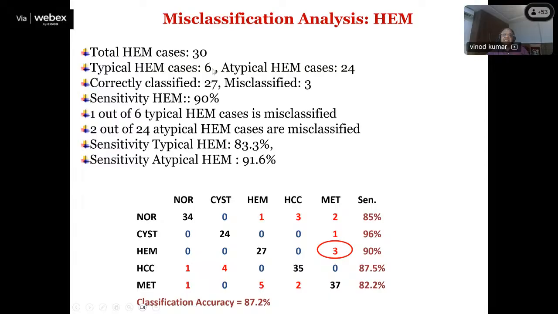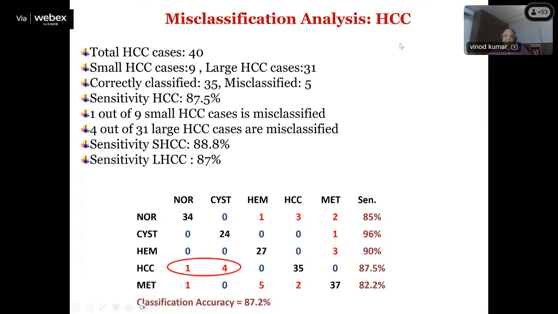Hemangioma, 6 typical and 24 atypical cases. 27 correctly classified, 3 misclassified. 1 typical misclassified, 2 atypical misclassified. So here 1 typical and 2 atypical misclassified. So we again discussed whether these atypical and typical are clearly visible to the naked eye or there is some issue.